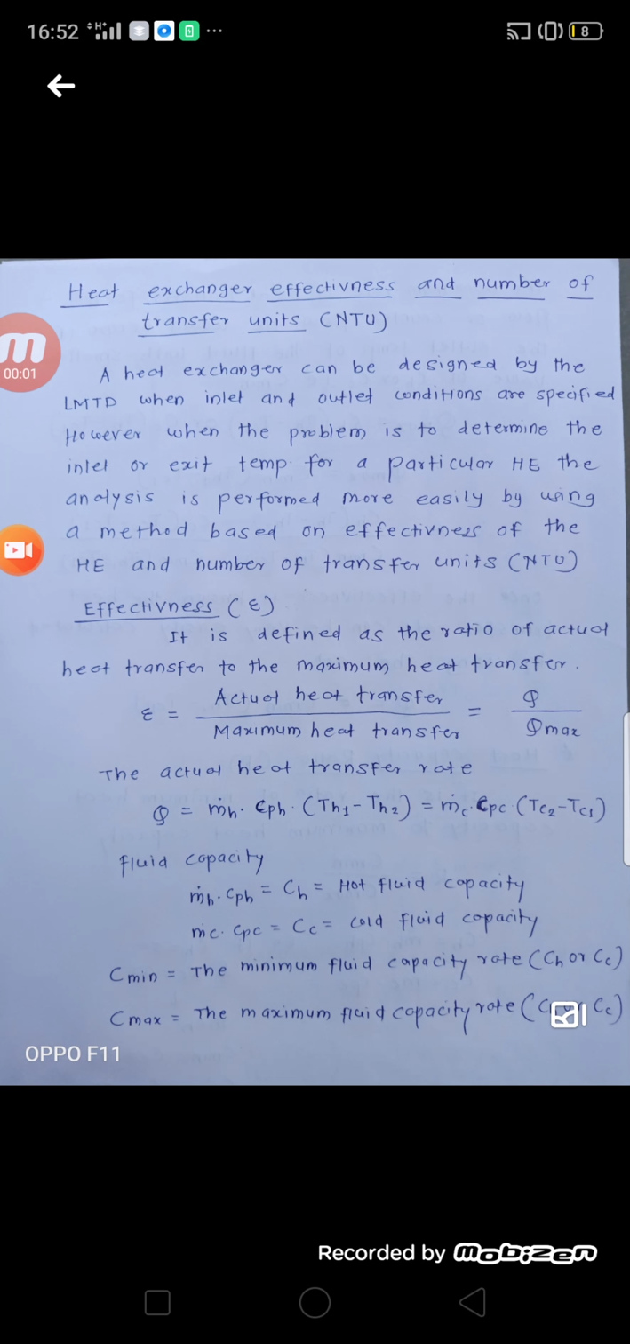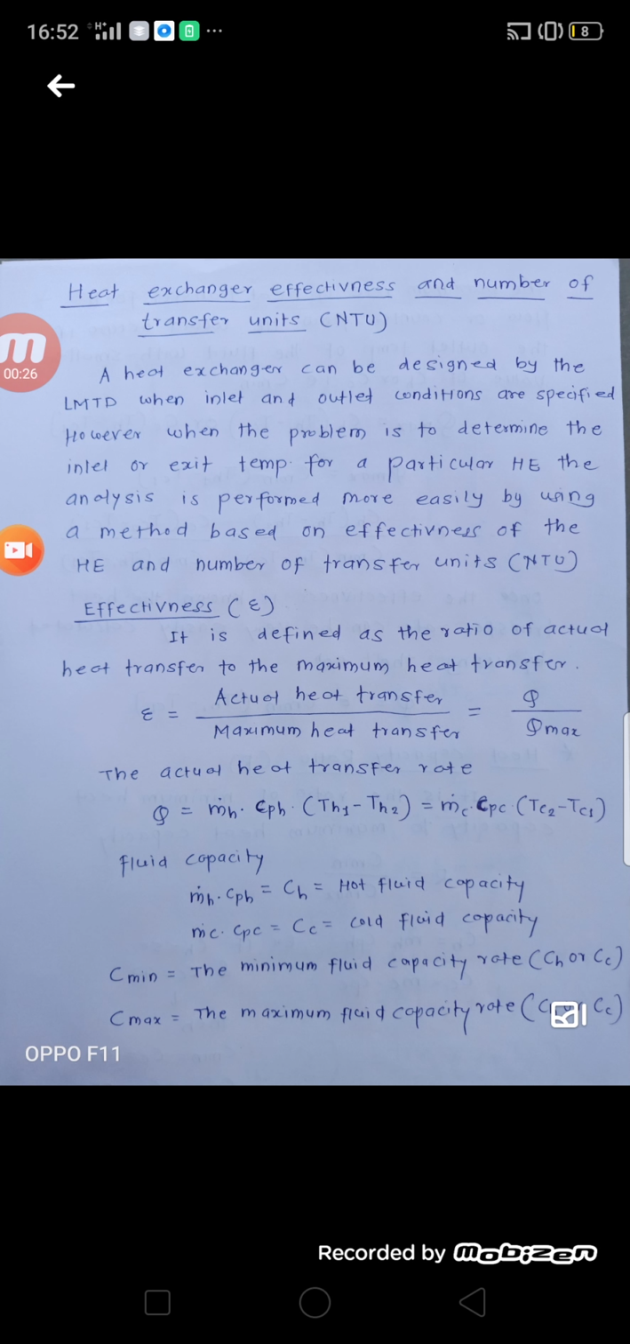Number of transfer units. NTU is nothing but number of transfer units, and effectiveness. So what is meant by effectiveness? When do we have to use NTU analysis and when do we have to use LMTD analysis? LMTD analysis is used when inlet and outlet conditions are given. A heat exchanger can be designed by the LMTD when inlet and outlet conditions are specified.